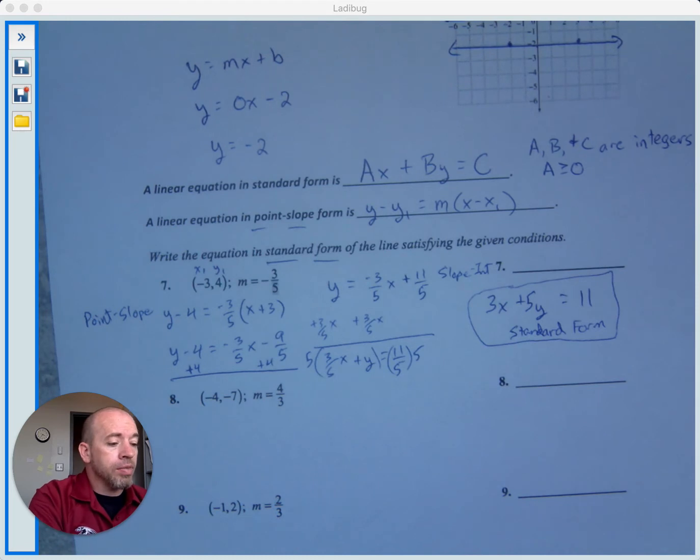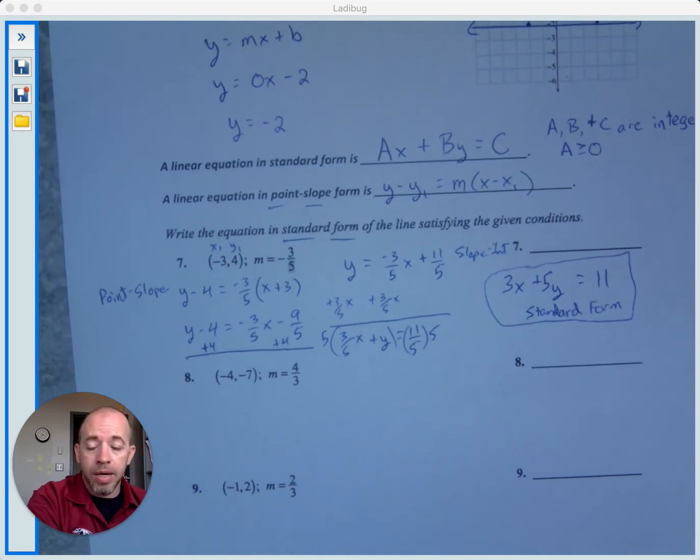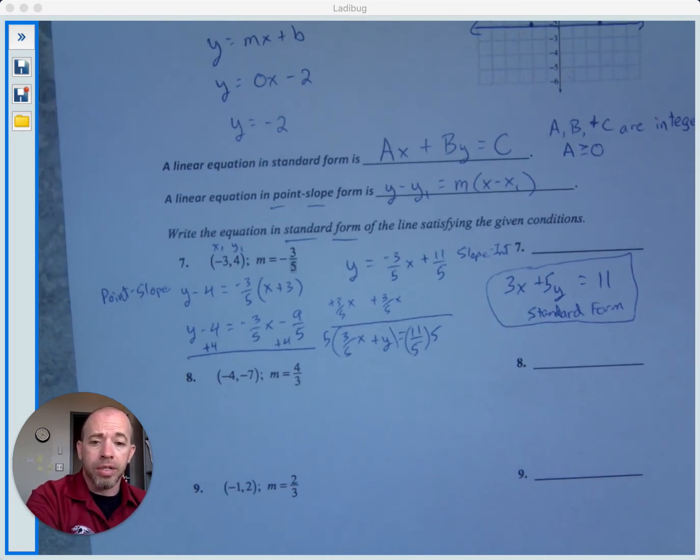Alright, let's look at the next one. We're going to go through the same process. Again, it might be a good time to pause and try to do one on your own.